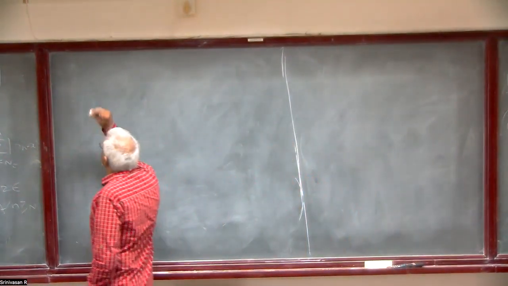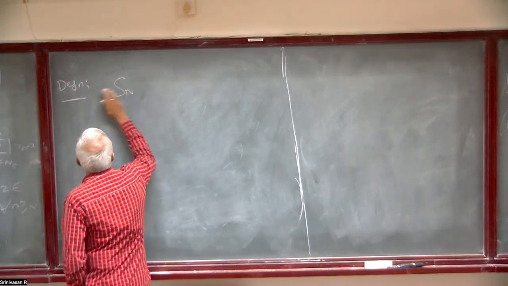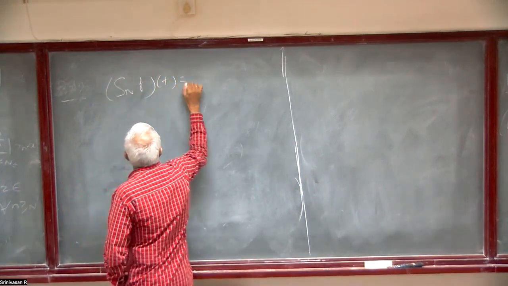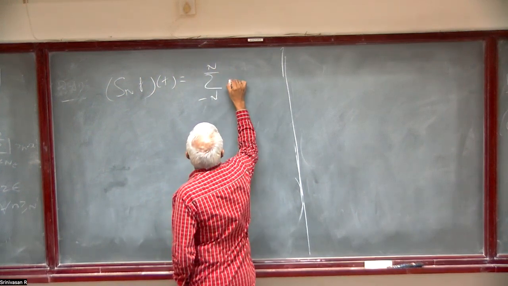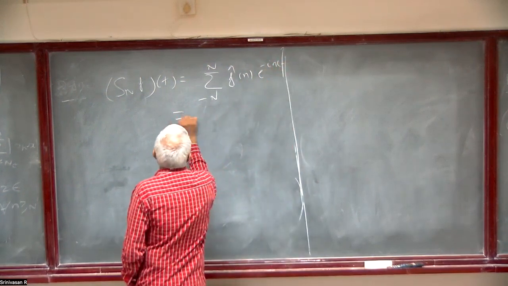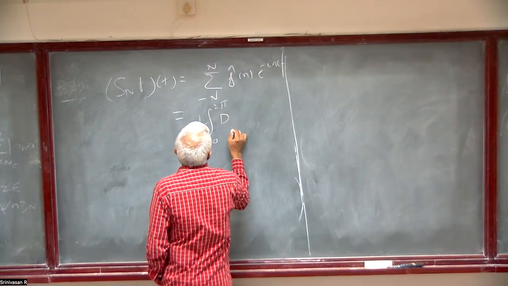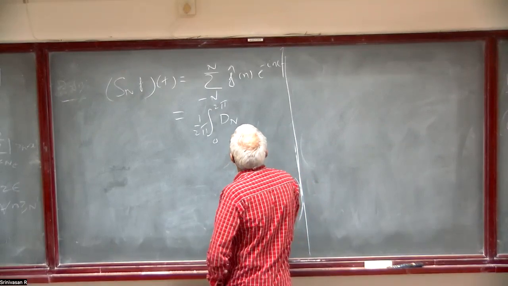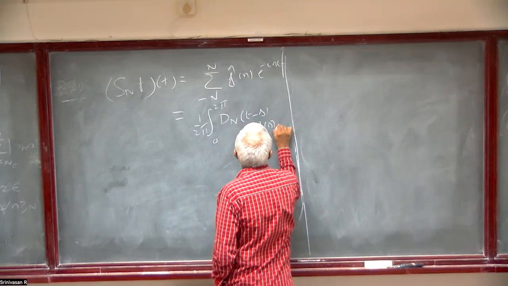Okay. So now the definition. We know that S_N f at t is defined to be the sum of f hat(n) e^{int}, and this is equal to 1 by 2 pi, integral from 0 to 2 pi, of D_N(t minus s) f(s) ds.